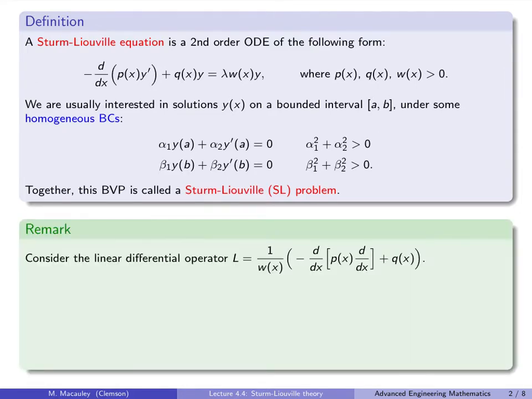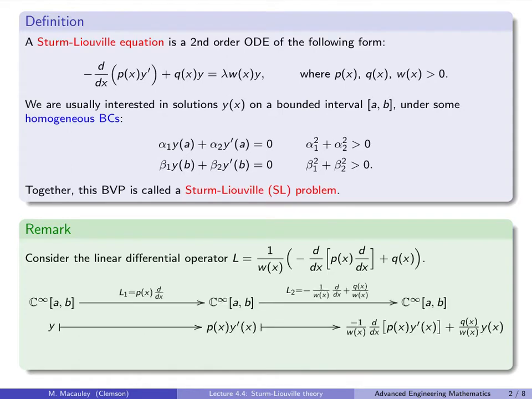Here's another way to think of a Sturm-Liouville equation, which may seem like it's even further out in left field, but bear with me for a few moments. So consider the following linear differential operator L. This is 1 over w times negative d/dx times the quantity p(x) d/dx, this is also an operator, plus q(x). So this is a linear differential operator, and I claim that we can think of this Sturm-Liouville equation using this operator rather nicely.